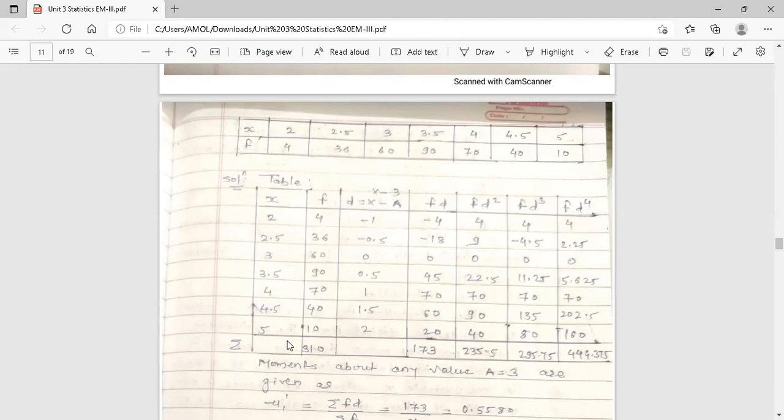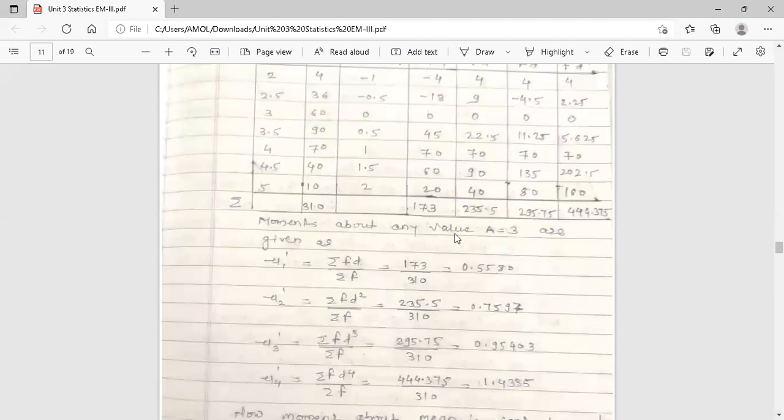Then in the last, you do the addition of all values. Summation F is 310, summation F D is 173, summation F D square is 235.5, summation F D cube is 295.75, and summation F D raised to 4 is 444.375. Summation means addition of all the values in the respective column.